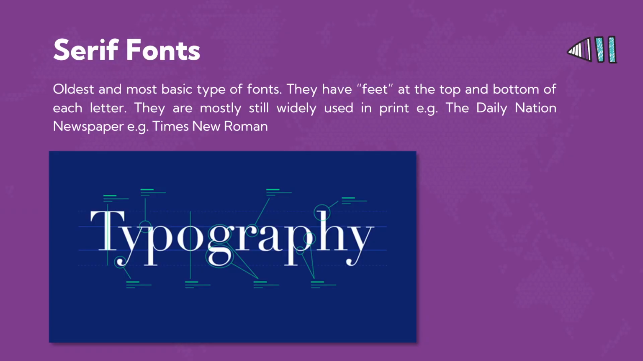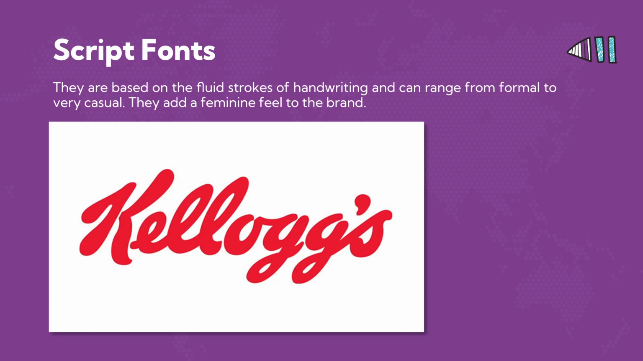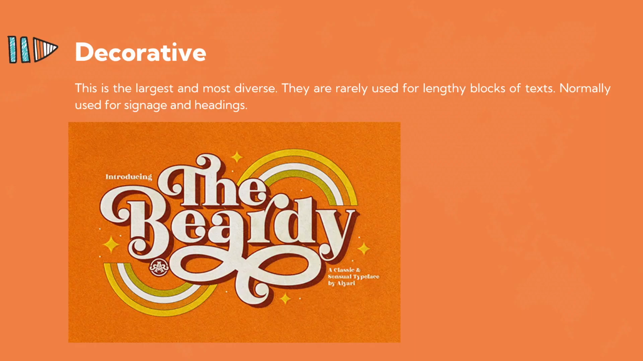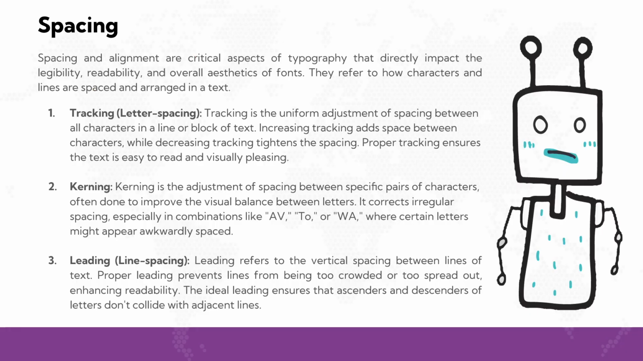So this is how a serif font looks like. You can see the feet at the top and bottom of each letter. This is how the sans serif fonts look like. You can see it's very smooth and they don't have the feet at the top and bottom. This is how a script font looks like, the fluid strokes. This is how decorative fonts look like. So let us move on to spacing.